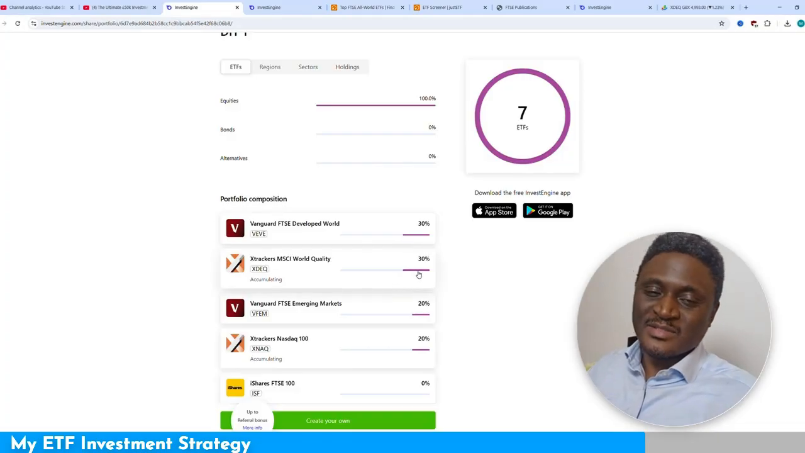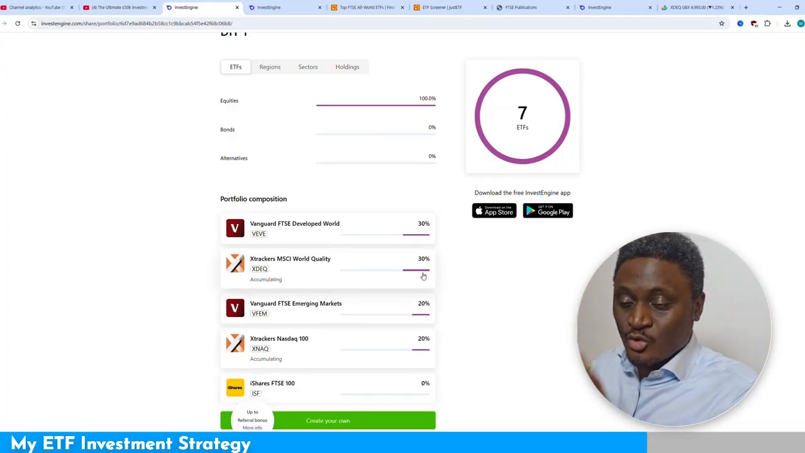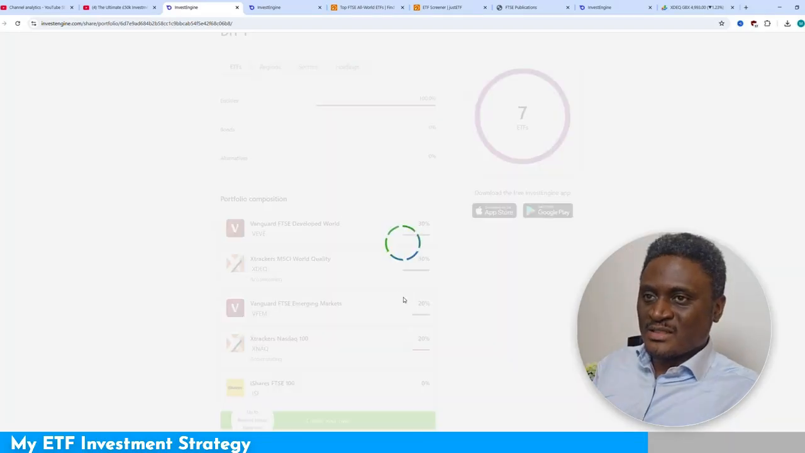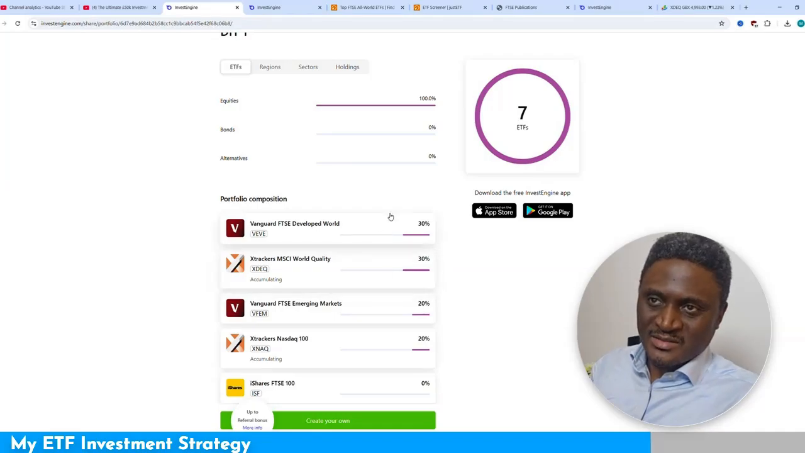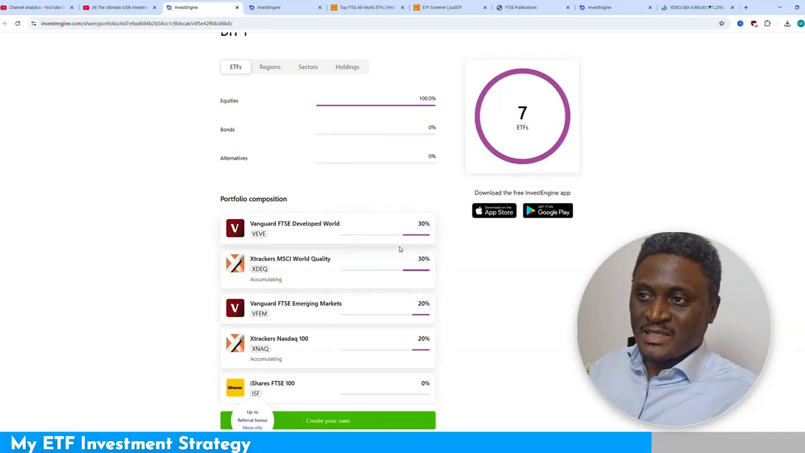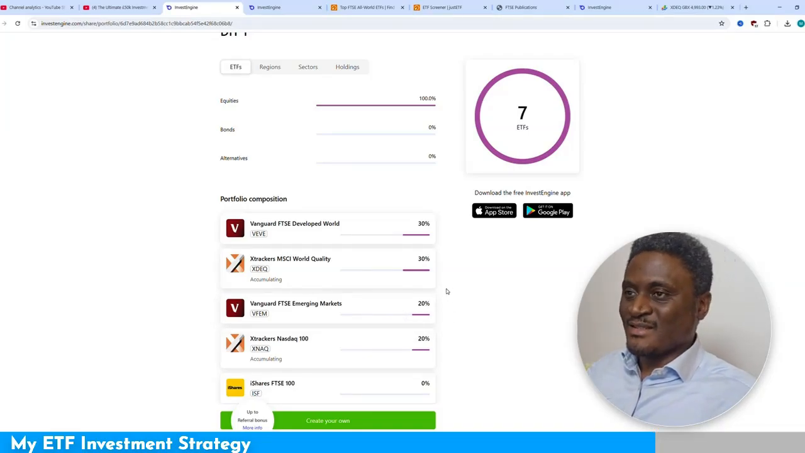So roughly 80% of my portfolio is trying to mirror VWRL, trying to mirror global stocks. So this 30% VEVE plus 30% XDEQ is basically developed markets. So this is 60% developed markets, 20% in emerging markets, as opposed to 95% developed markets and 5% emerging markets. Have gone a bit hard on China.